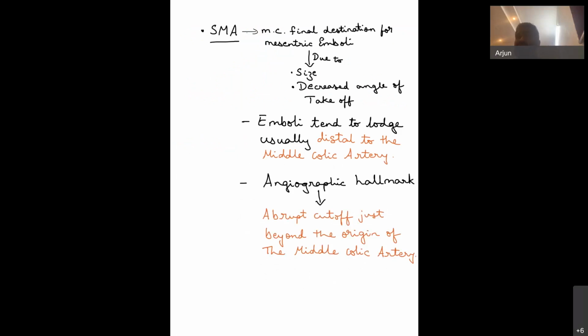Superior mesenteric artery is the most common final destination for mesenteric emboli. It is mainly because of its size and decreased angle of takeoff. The emboli tend to lodge usually distal to the middle colic artery. Here, the angiographic hallmark of this, in case of superior mesenteric artery emboli, is that there's abrupt cutoff just beyond the origin of the middle colic artery.